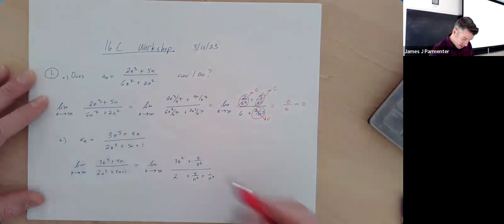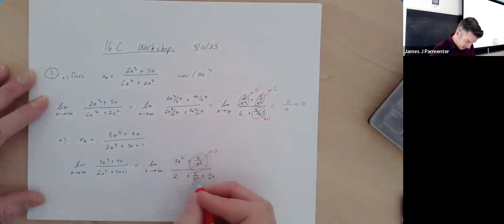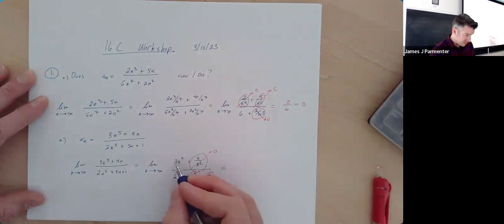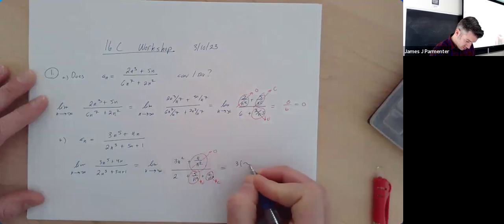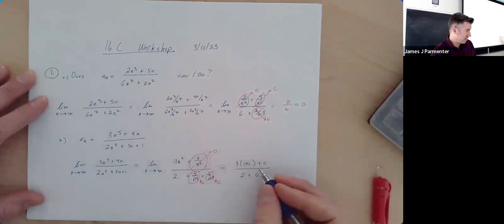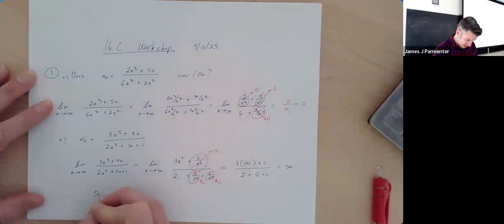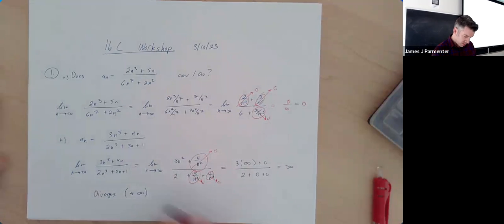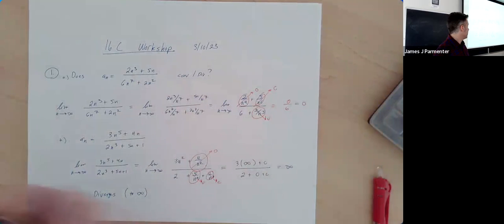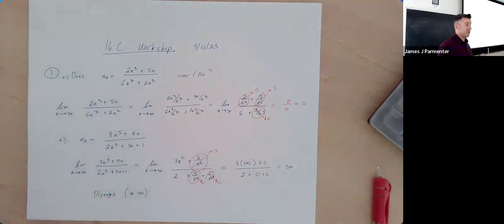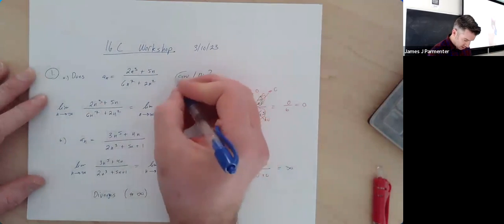And then just like before, all the things that are being divided by n to a power are going to go to 0. So you're going to end up getting 3 times something infinitely large plus 0 over 2 plus 0 plus 0. 3 times infinity is infinity, divided by 2, still infinity. So this sequence diverges. And you can specifically say to infinity if you wanted to. Whereas this one here, I should have said, when the limit of a sequence is a number, you are saying it converges to that number. So we would say that this sequence converges to 0.